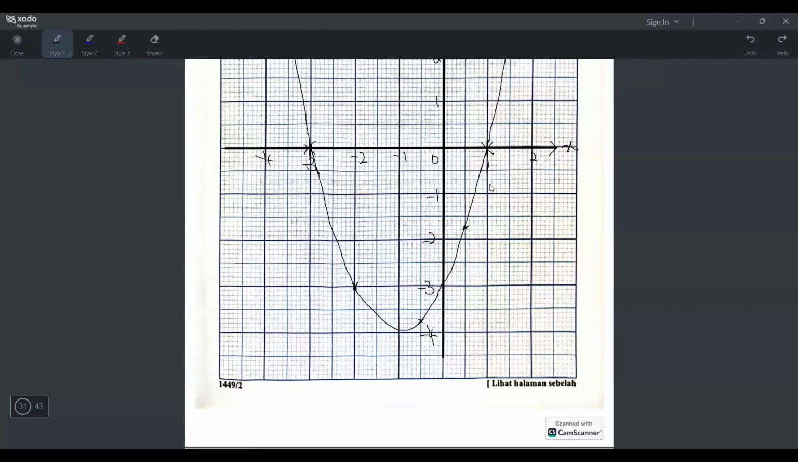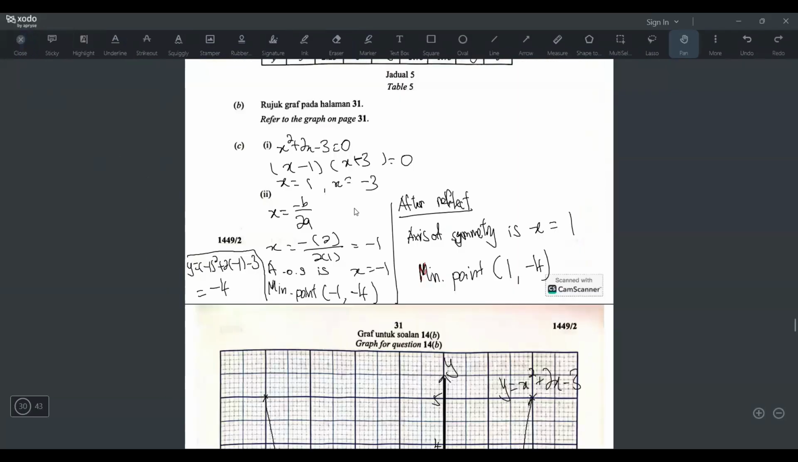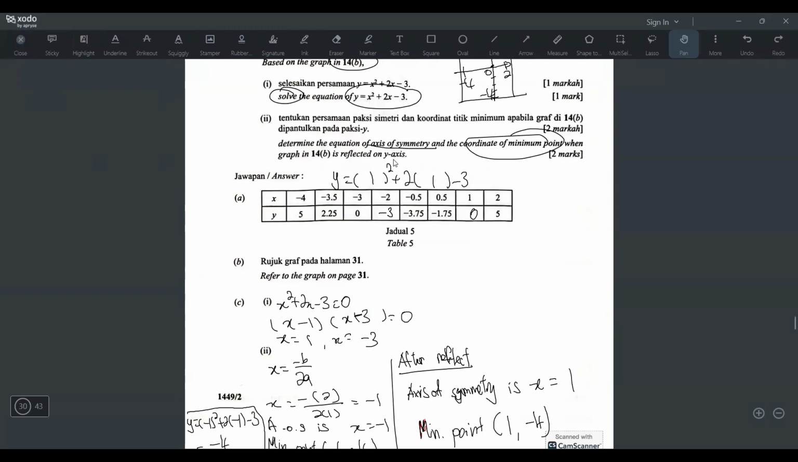Okay, I think that's all, right? Actually my graph is not that accurate because the minimum point should be negative 1, 4. So we can try to imagine this as the point and just draw again, because that way your minimum point will be here. All right, so I think that's all, that's what they want, after reflected. Okay, so sudah siap. Let's continue.